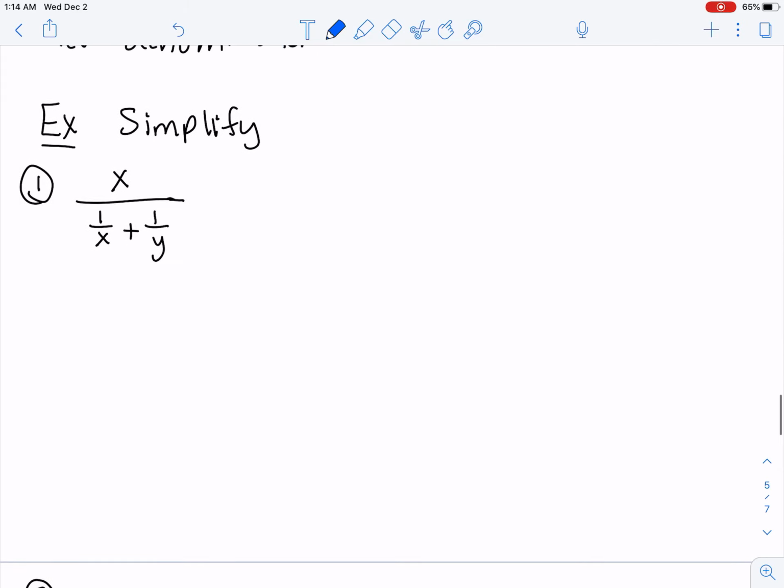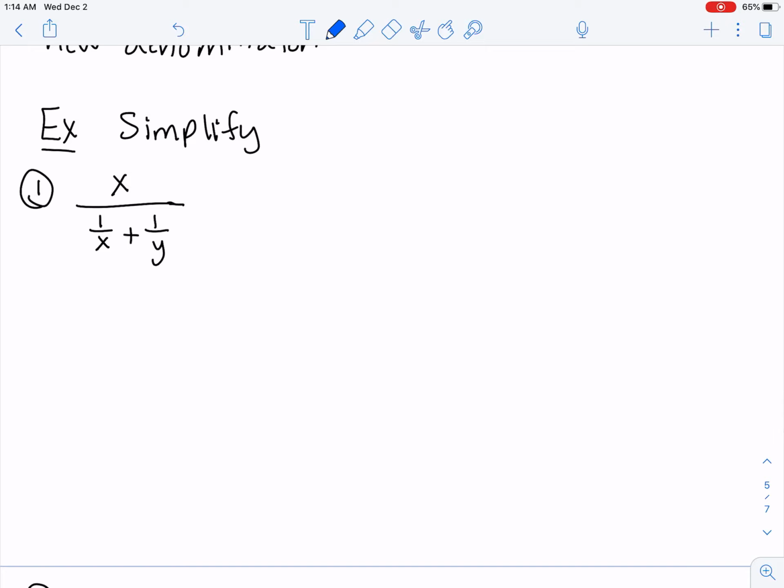Okay, here's our first example. Notice I have fractions within fractions. That's a complex fraction, all right? Looks like the numerator is pretty simple, but the denominator, not so simple. Okay, I tend to just do little side notes. So the top, well, that's as simple as it's going to get. The denominator, well, let me do a little side note. I'll do it in red here. I have 1 over x plus 1 over y.